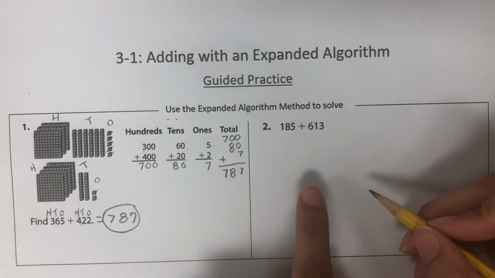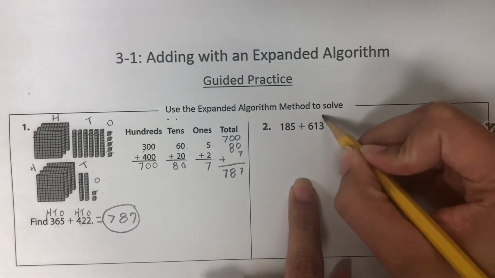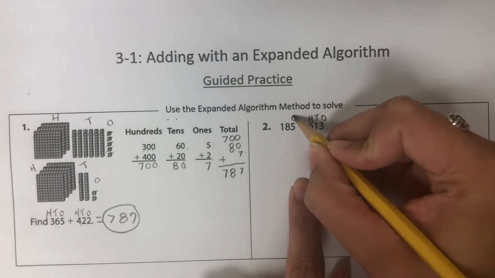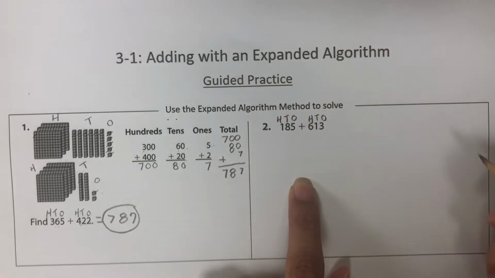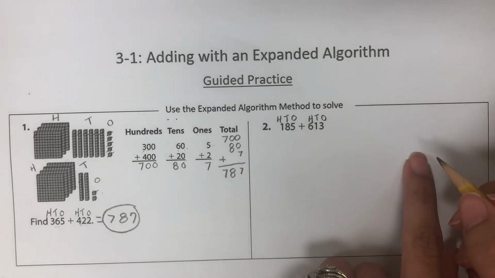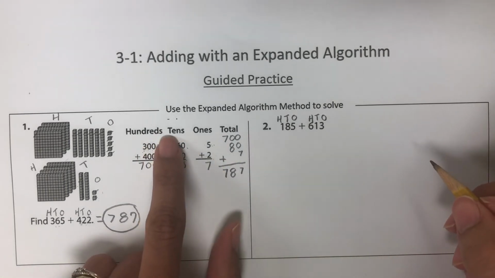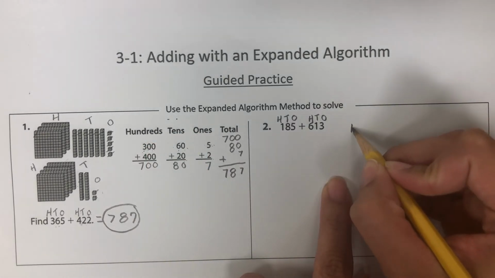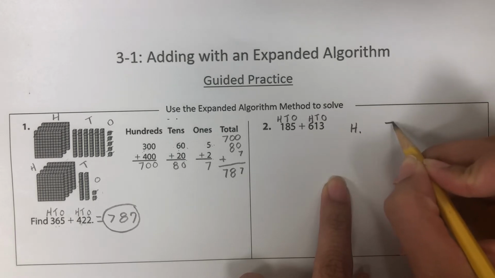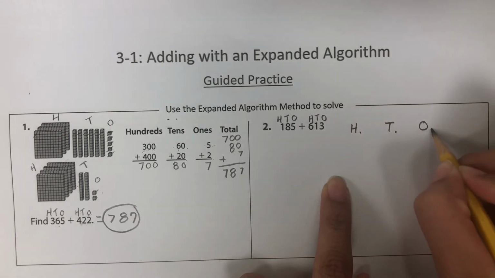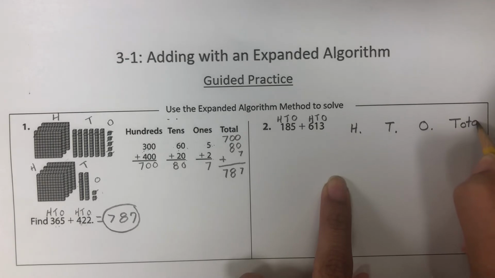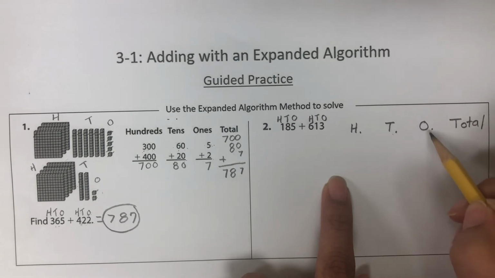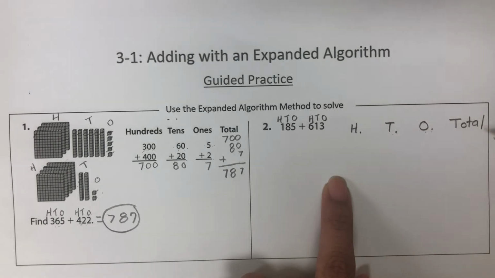So we don't have a picture this time, and that's okay. We're going to go ahead and label our base 10 blocks above the digits. So we have our ones, tens, and hundreds. And we're going to do the exact same thing over here. And you don't have to write out each place value name. So we have our hundreds that we're going to add together, our tens, our ones, and then the total. Okay? So H for hundreds, T for tens, the letter O for the ones place, and then the total.